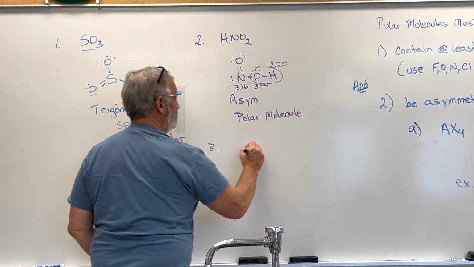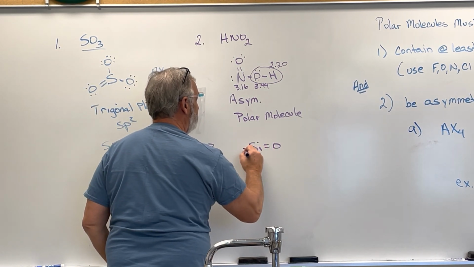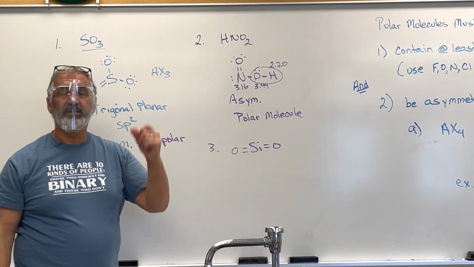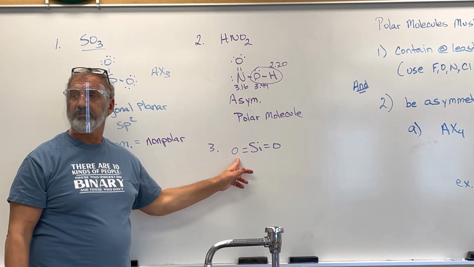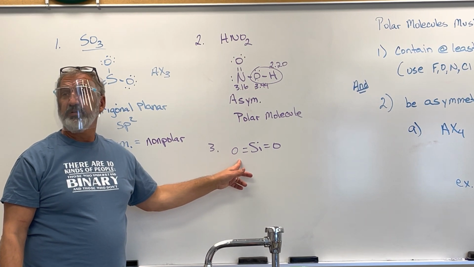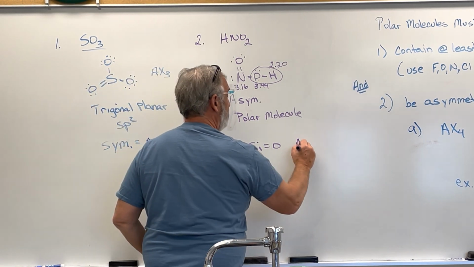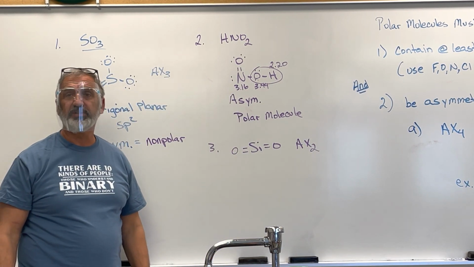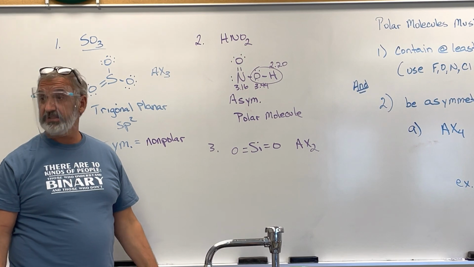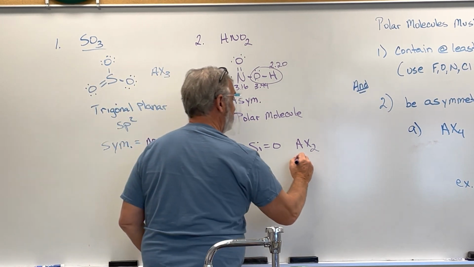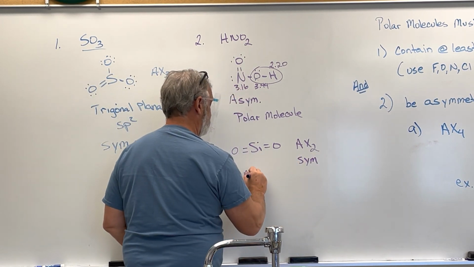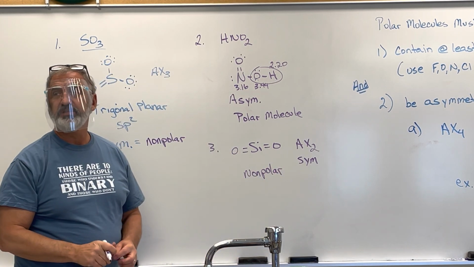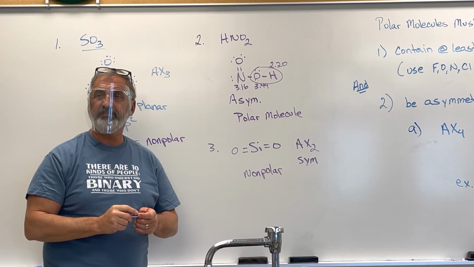SiO2. Do we have polar bonds? How do I know just like that? It's got oxygen. So I got 2 polar bonds. But this is AX2. Are both bonding atoms the same? So what does that mean about symmetry? It's symmetrical. So what does that mean about polarity? It's nonpolar. Okay? Do you understand how to do that?